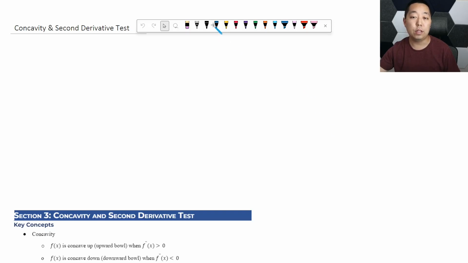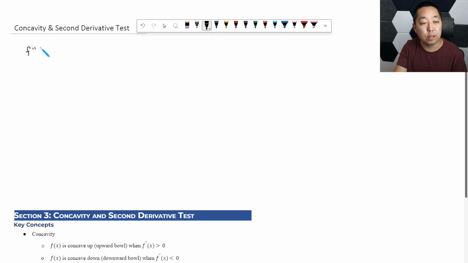So another way we look at finding relative mins and maxes is we use the second derivative test or use concavity. So let's first talk about a couple of things about what concavity looks like. The second derivative tells us the concavity. So if you think about the first derivative, remember the first derivative of s tells us whether the slopes are positive or negative.